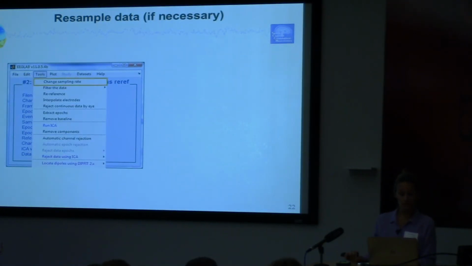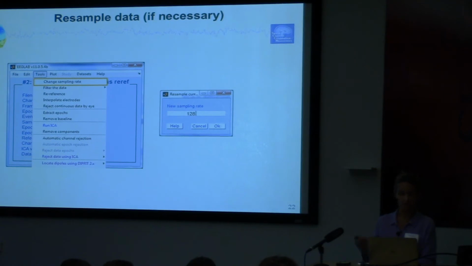And resampling, very easy. From the tools menu, change sampling rate, and then you just simply type in the sampling rate that you want and press OK, and that will downsample your data.